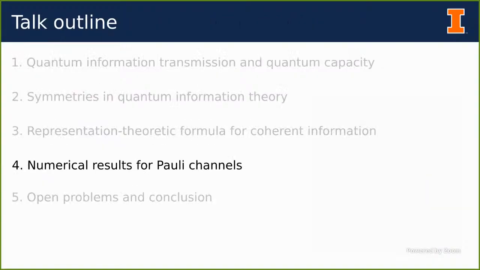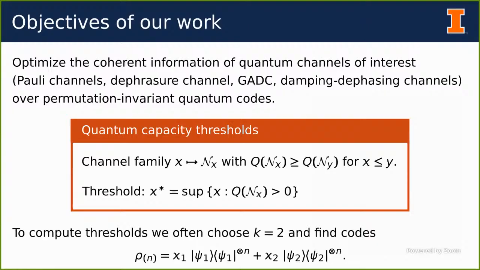To some extent, we did apply this to some channels that we care about. We especially care about these so-called parameterized channels, where we have some real parameter x, which we think of as a noise level. The larger the x, the more noise we have, and the smaller the capacity is. When x is 0, you have an ideal channel, no noise. When x is 1, you have maximal noise, completely useless. It destroys any information you put in.